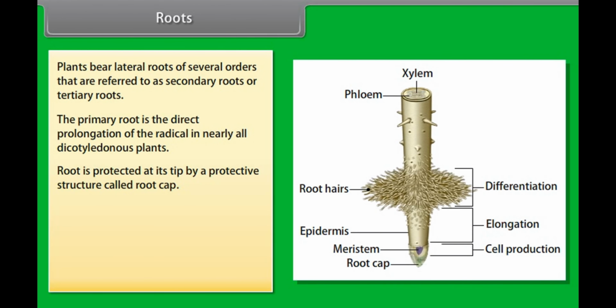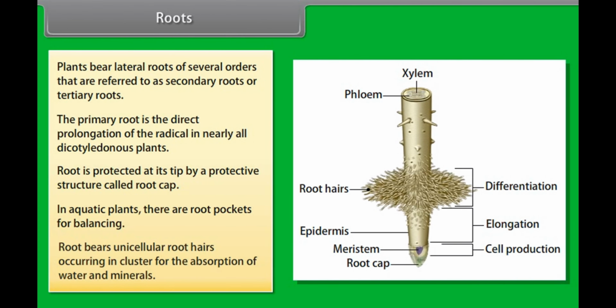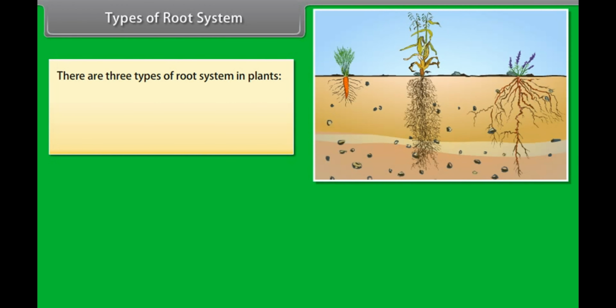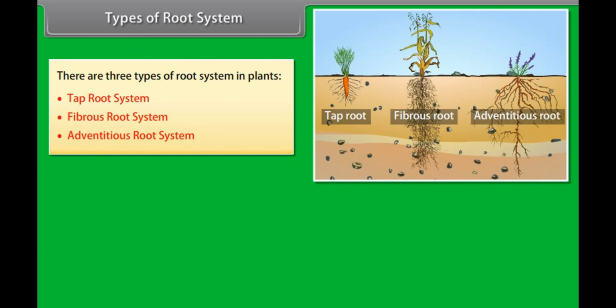Root is protected at its tip by a protective structure called root cap. In aquatic plants, there are root pockets for balancing. Root bears unicellular root hairs occurring in cluster for the absorption of water and minerals. Types of root system. There are three types of root system in plants: tap root system, fibrous root system, adventitious root system.